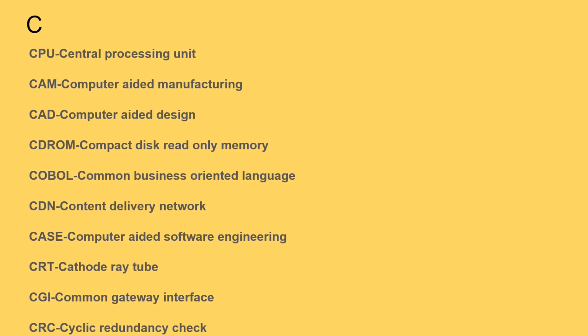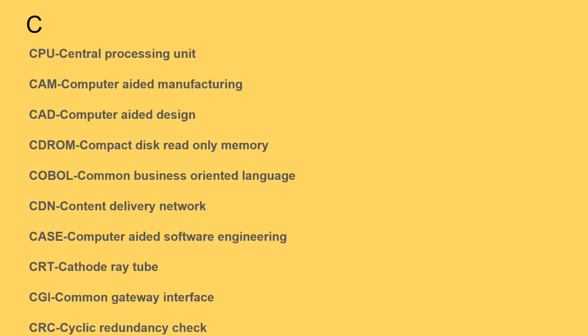Now the letter C, CPU, Central Processing Unit. We all know what is CPU. It is also called central processor or main processor. The CPU performs basic arithmetic, logic, controlling and input-output operations specified by the instructions in the program.